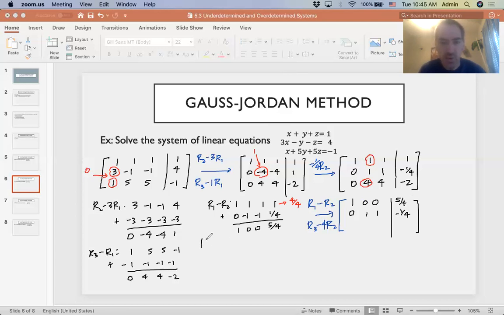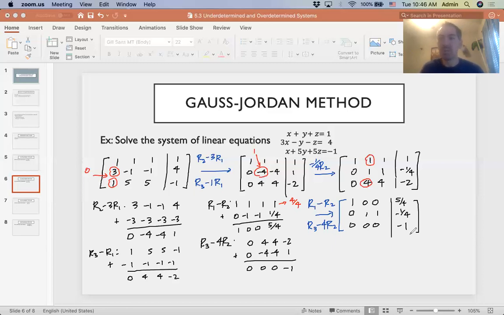And then row 3 minus 4 times row 2. Negative 4 times row 2 is 0, negative 4, negative 4, and positive 1. Or negative 4 times negative 1/4 is a positive 1. We'll add these together to get 0, 0, 0, negative 1. And column 2 is done.